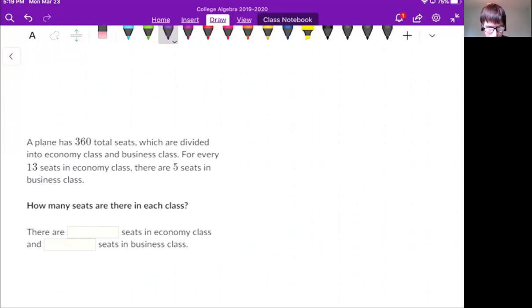Let's see if we can make an equation after that. Let's call the economy class E, and the business class B. Let's think about this. There are 360 seats, and there's economy class and business class, which means if you were to add them together, you get 360, whatever they are. So the economy class plus the business class, all together, should be 360 seats.